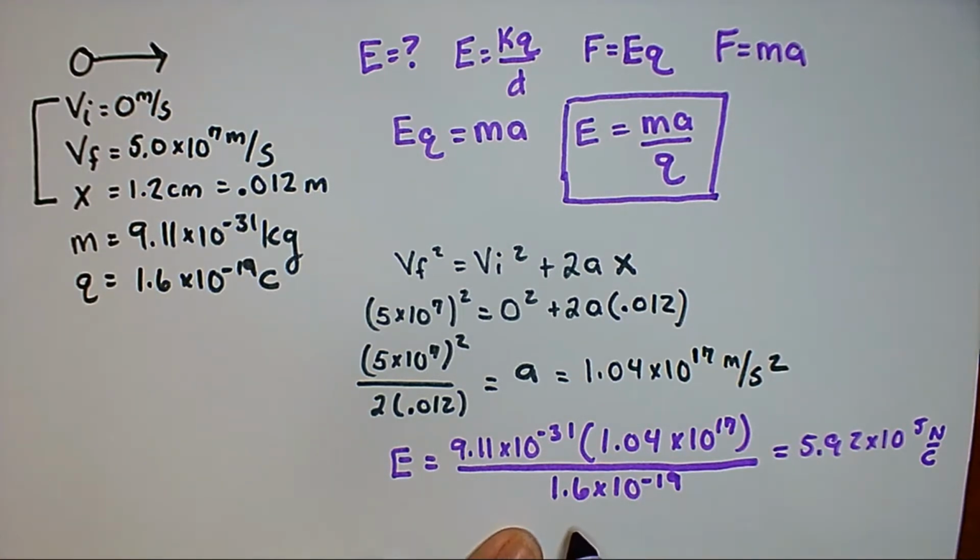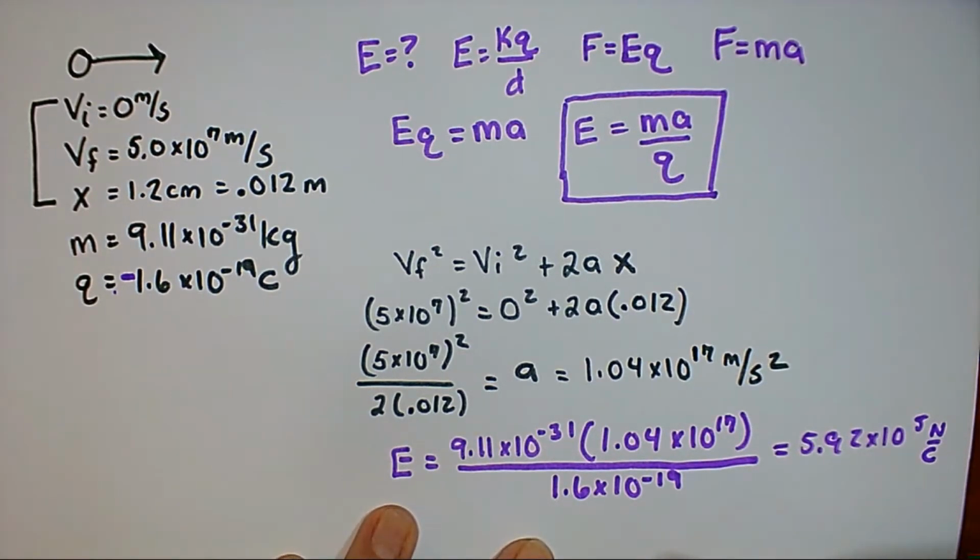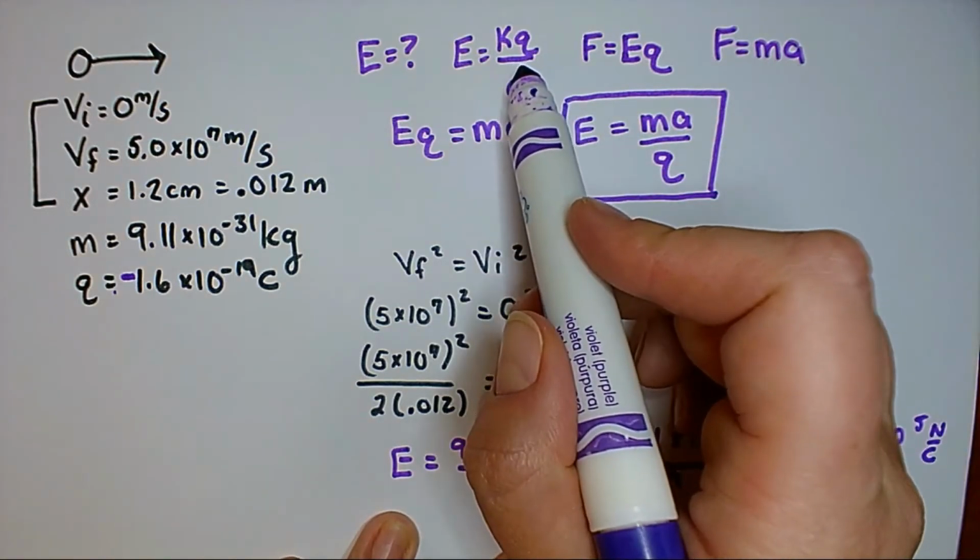Now let's talk a little bit about the direction here. I didn't include the negative sign on this charge of an electron because when we use this, we're using the absolute value of the charge, so that should be included in that equation there.